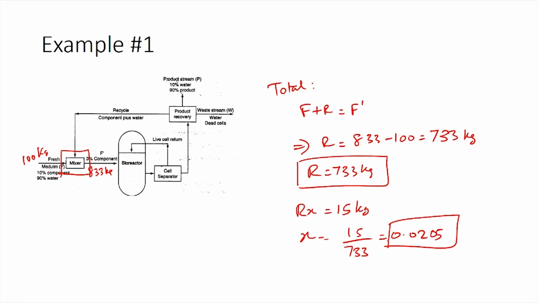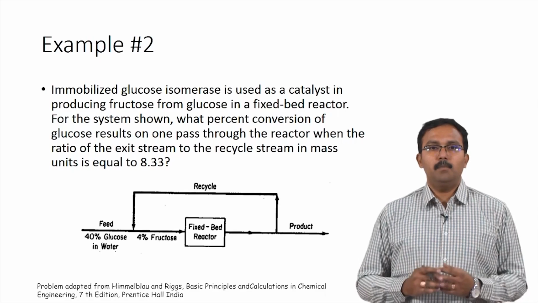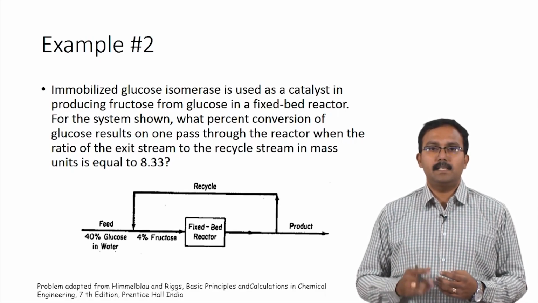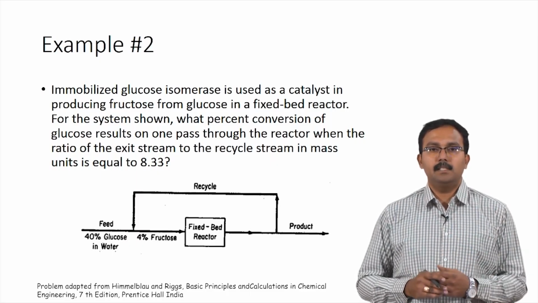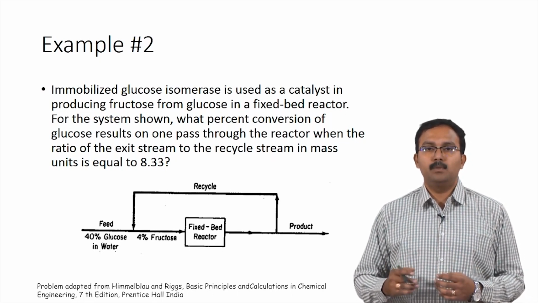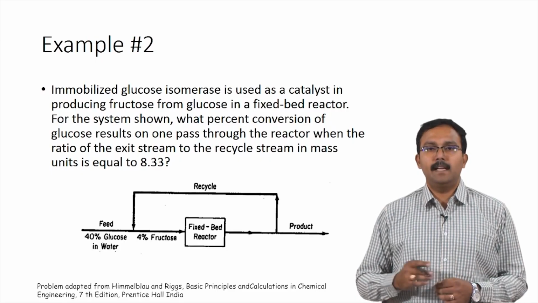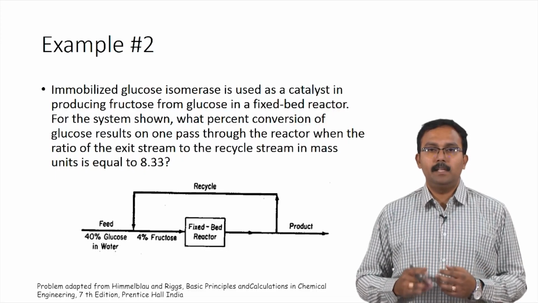Let us move on to another example problem which uses similar concepts and which will give us further clarity on performing material balance calculations for systems with recycle. Here is the second example. Immobilized glucose isomerase is used as a catalyst in producing fructose from glucose in a fixed bed reactor. For the system shown, what % conversion of glucose results on one pass through the reactor when the ratio of the exit stream to the recycle stream in mass units is equal to 8.33.